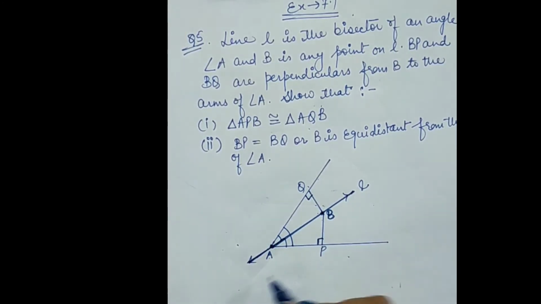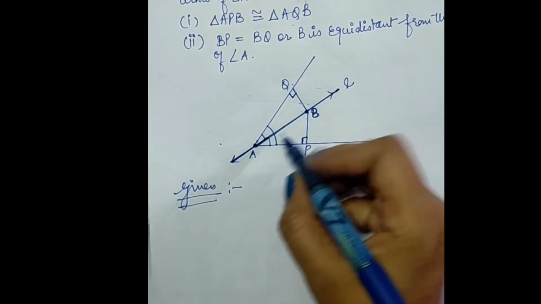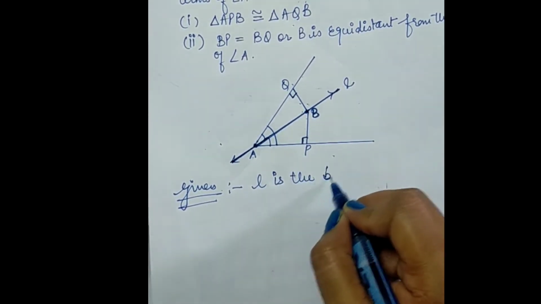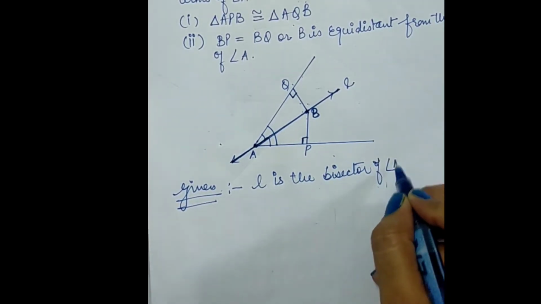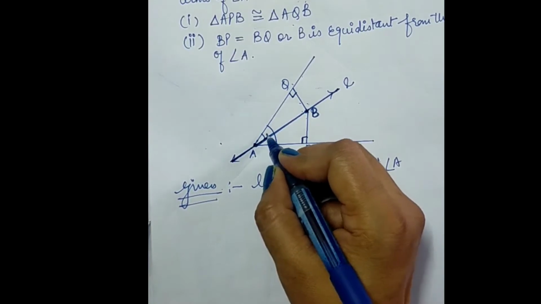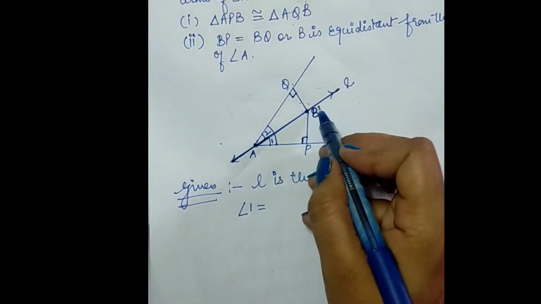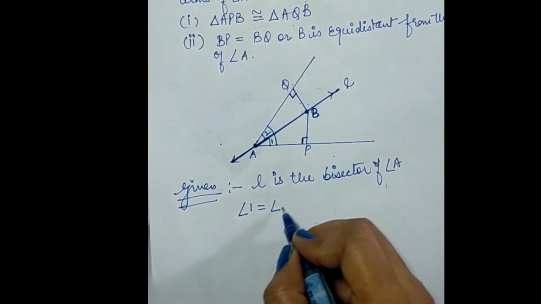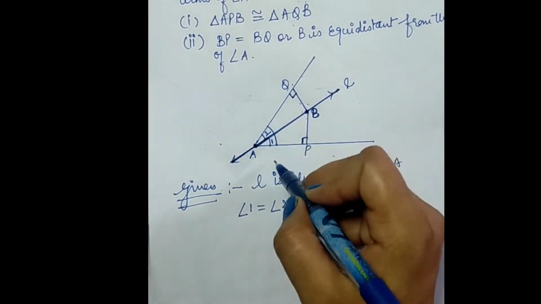So see how can we do this. First of all, whatever is being given, let's mention that thing. L is the bisector of angle A. That means we can write down this angle and this angle are equal. Angle 1 means PAB and angle 2 means BAQ. So I am writing angle 1 and 2 and both are half of this angle as well.